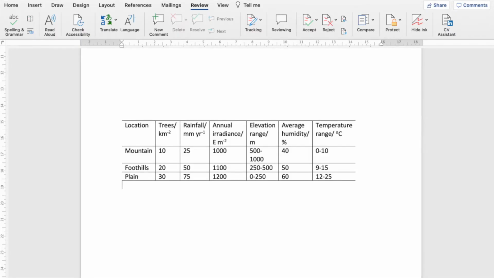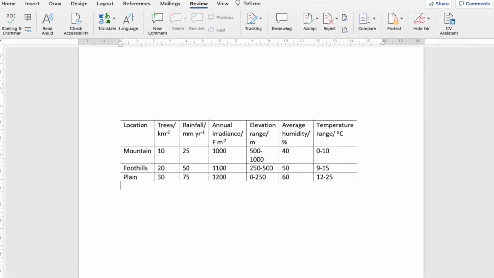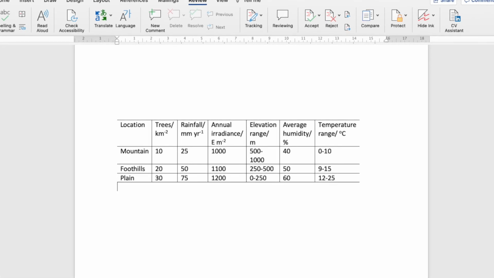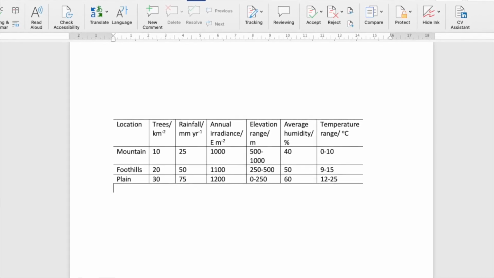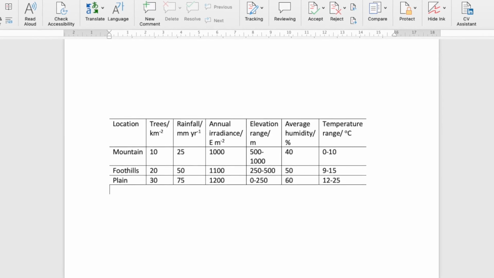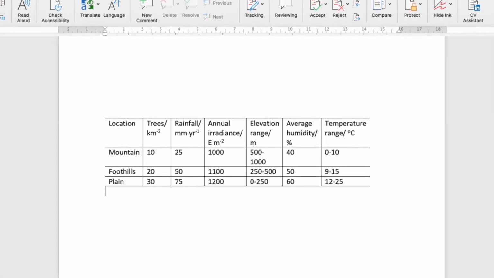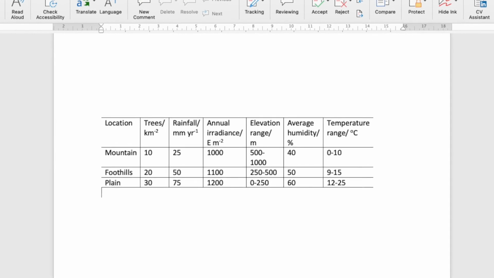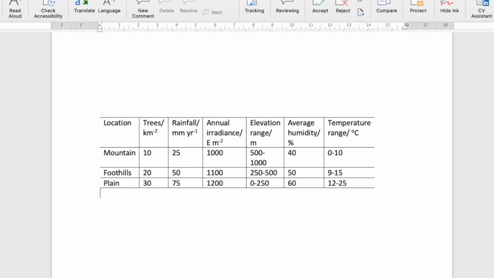So for example, we've got trees per square kilometre, rainfall in millimetres per year, annual irradiance, the amount of sunshine that you get, in Einsteins per metre squared, elevation range in metres, average humidity in percentage, and temperature range in degrees centigrade. So we can see from this table, although there's lots of different units here which would produce multiple y-axes on a sort of scatter plot, this is a really easy way of presenting that kind of data, and it's really quick and easy for the reader to be able to get a broad picture of what's going on.